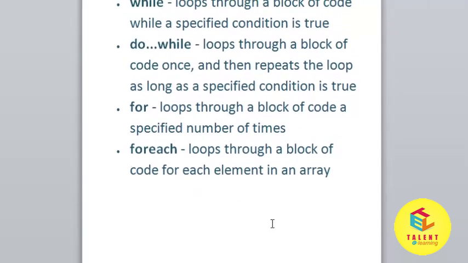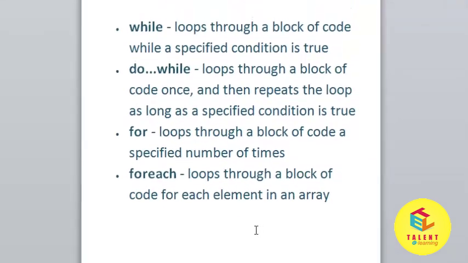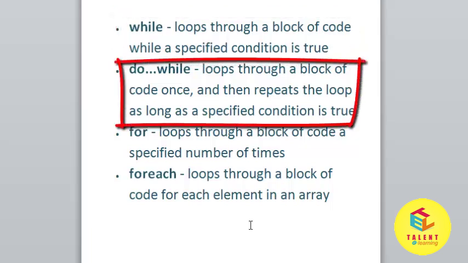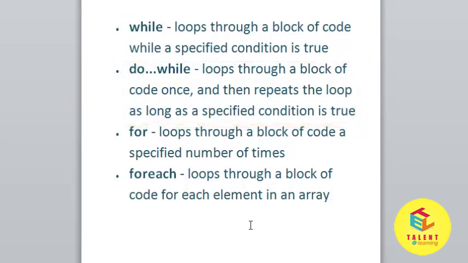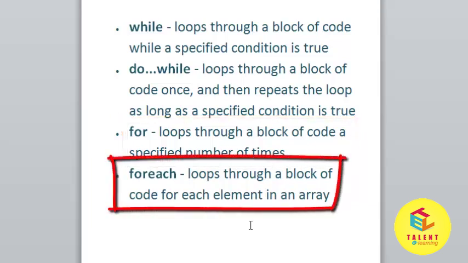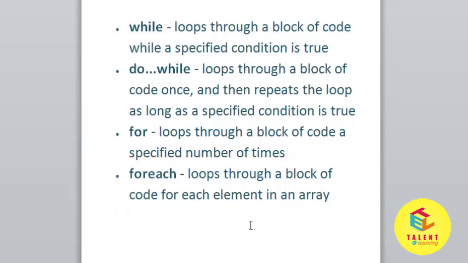In PHP, we have while loop, do while loop, for loop, and for each loop. While loop loops through a block of code while a specified condition is true. Then do while loop loops through a block of code once and then repeats the loop as long as a specified condition is true. Then for loop loops through a block of code a specified number of times. For each loop, especially for the array, loops through a block of code for each element in an array.